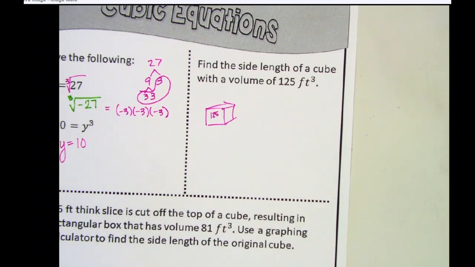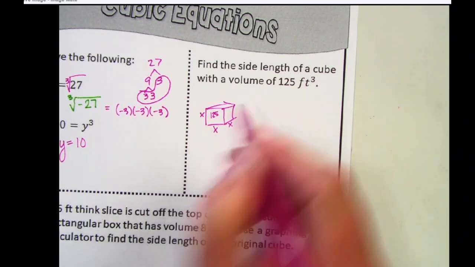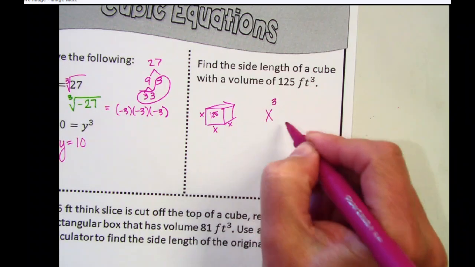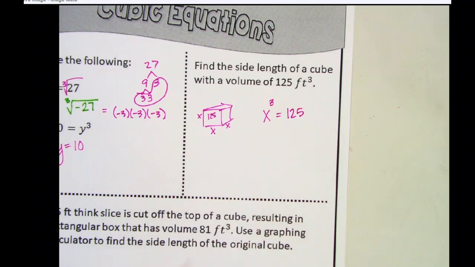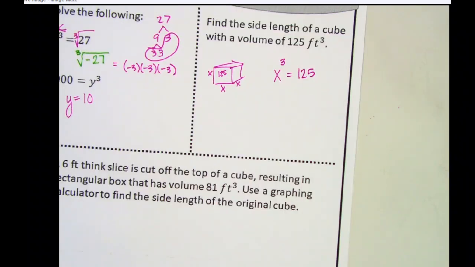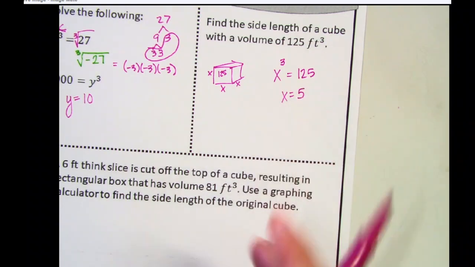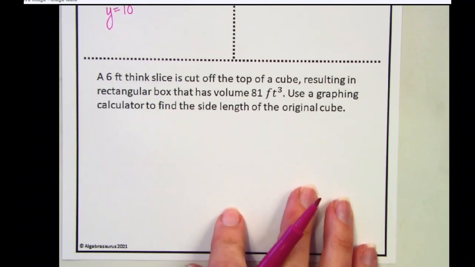So what do we call it when we don't know it in algebra? So x, x, x. How do we find the volume of a cube? Side times side times side, which in this case is x cubed. So that equals 125. Cube root that. Not 3. 5. It says 5 on my calculator, I promise. That's good. I'm glad. All right.